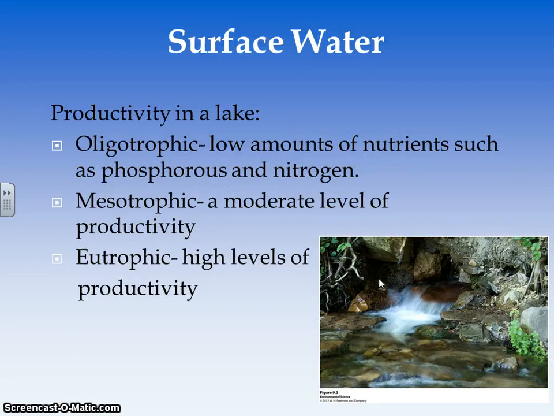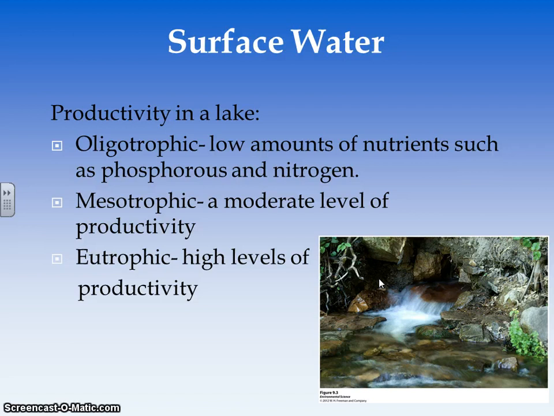Some more vocabulary that you guys need to know. Oligotrophic just means a river, stream, body of water that has very low nutrients. The nutrients in particular that we look at are phosphorus and nitrogen. Remember, phosphorus cycle, it's all in rock. We pull it out, we put it in our fertilizers.